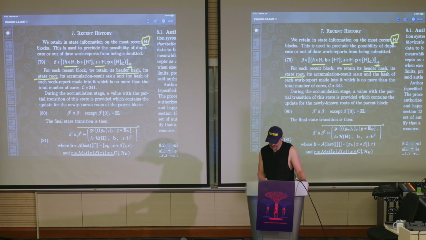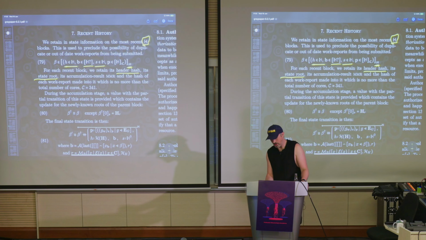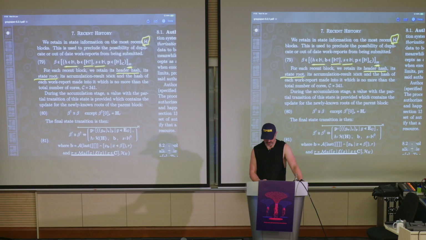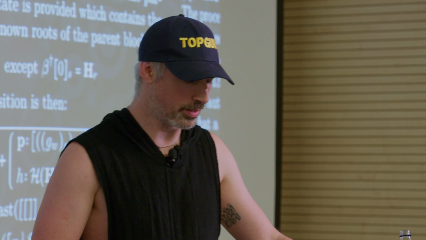We retain what we've called its accumulation result, MMR, Merkle Mountain Range. That's this. It's a funny little thing. This is, for what it's worth, how we represent a Merkle Mountain Range. It's a sequence of optional hashes. You don't need to worry too much about that at the moment. It's a pretty simple cryptographic data structure. It's detailed in the appendix.